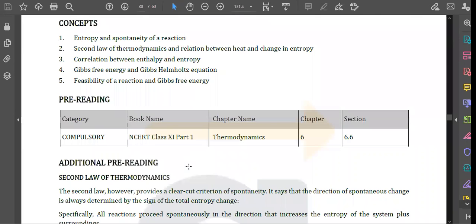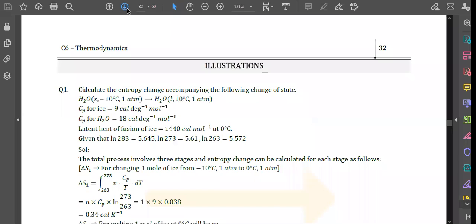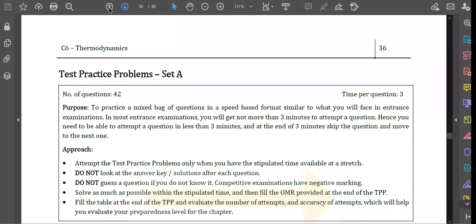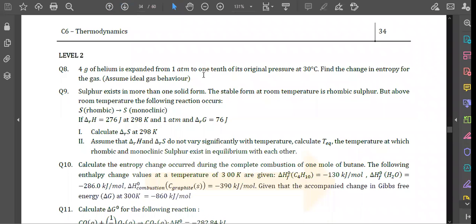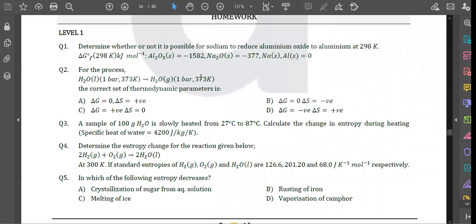Then 6.5 homework. Okay, 1 to 5. Have we discussed 6.5 for homework? I don't remember actually. Have we discussed 6.5 homework?